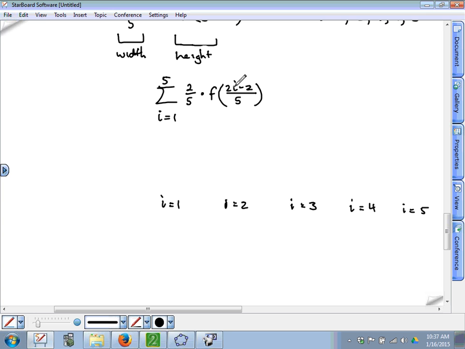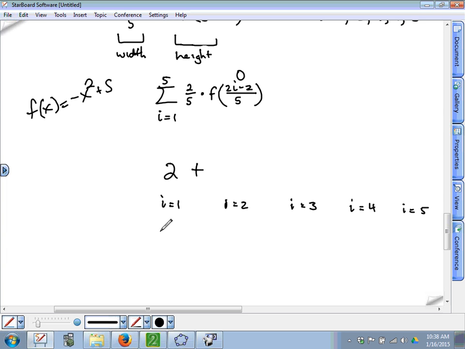So for i equals 1, let's use this summation. You ready for 2 times 1? 2. 2 minus 2? 0. Divided by 5? 0. That doesn't mean this turns into 0. That means we're plugging a 0 into where? Into the function. Remember, this is the function: negative x squared plus 5. So if we're plugging a 0 in, we get 0 plus 5, which is 5. 5 times 2 fifths is 2. So the very first value we're going to add there is 2.